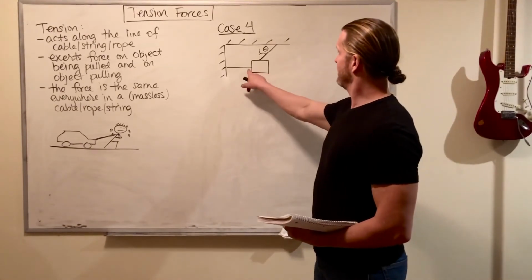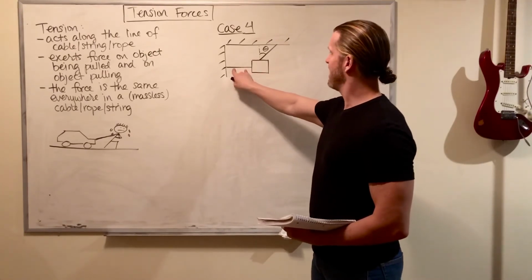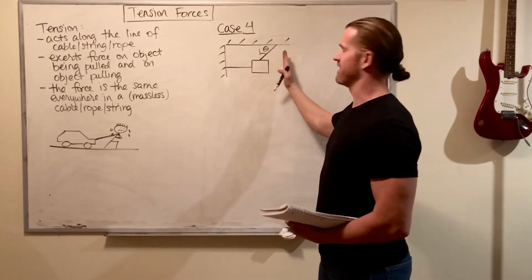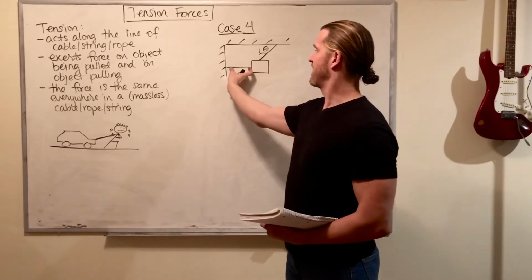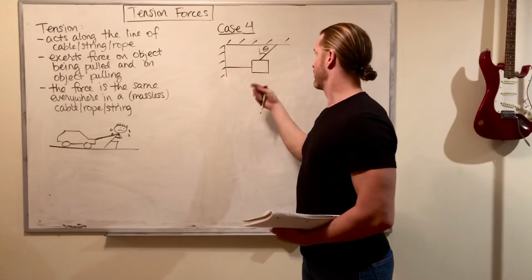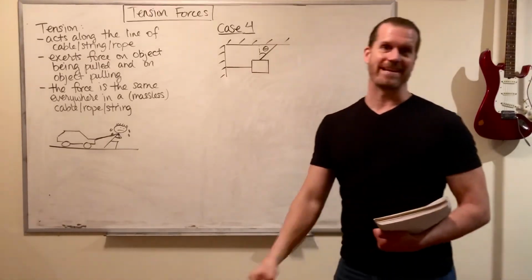You can see why, if you didn't have this here, the block would just hang straight down vertically from the string. But the fact that it's connected with the string to the wall over here means that this string can be at an angle.